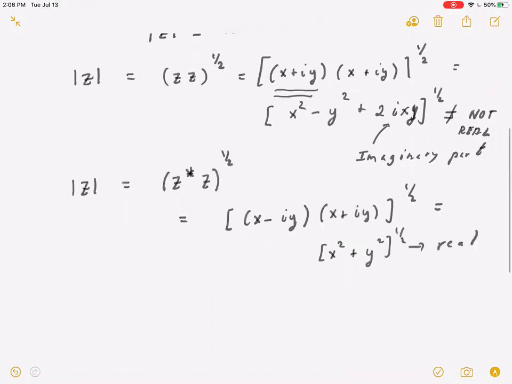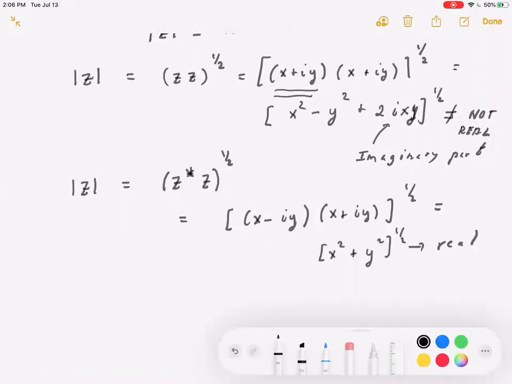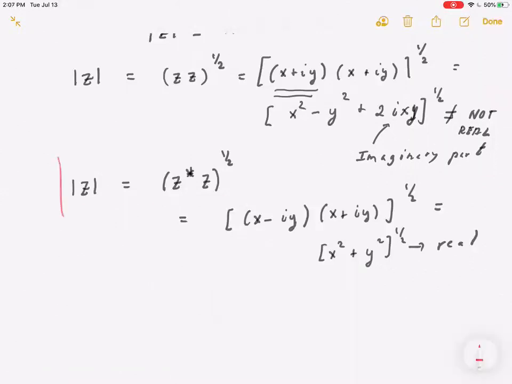Okay, so here is the key idea. To ensure that the norm of a complex number is real, you first have to take the complex conjugate of that complex number, then multiply it by the original complex number, get a result, take the square root of that, and that will be real.